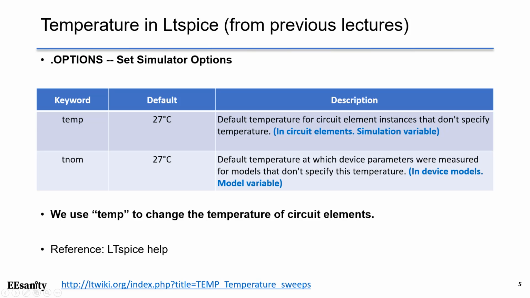So this is a summary about temperature in LTspice, which has been shown in previous lectures. You can go to .options to double-check the keywords temp and Tnorm. The default values for both are 27 degrees C. Temp is the default temperature for circuit element instances that don't specify temperature, such as capacitors or resistors. If you want to change the operating temperature in LTspice, you can use temp as a syntax. You can go to this link for more information.